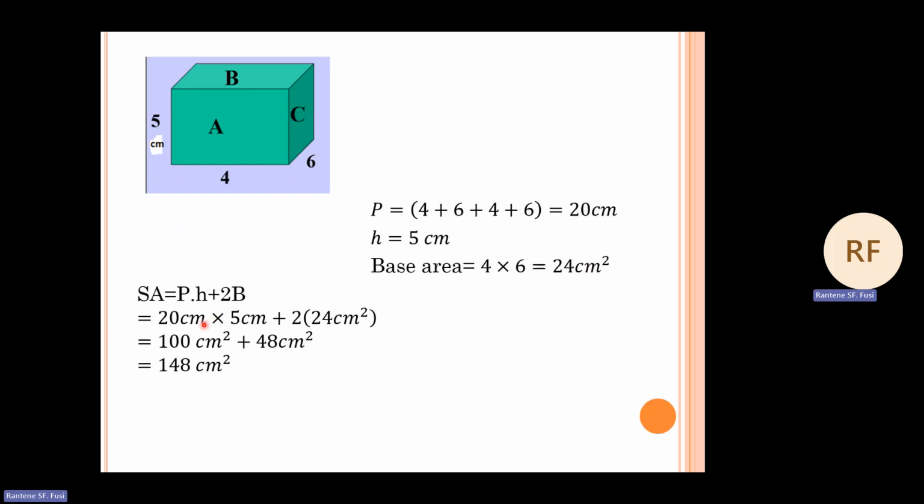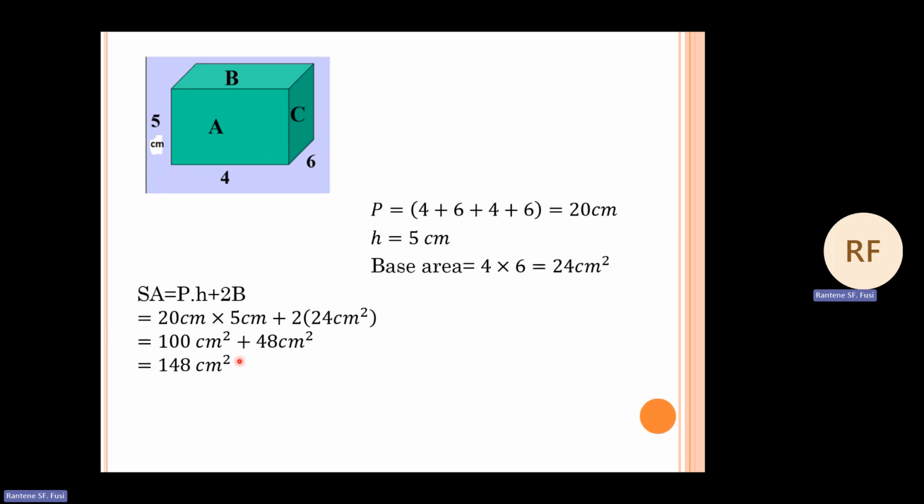Let's do some calculation. 20 multiplied by 5 would give you 100 centimeters squared. Then here, 2 multiplied by 24 is 48 centimeters squared. If you add those two together, can you see that it's 148 centimeters squared? So this formula works for any prism that you have. You can use this formula to calculate the surface area.